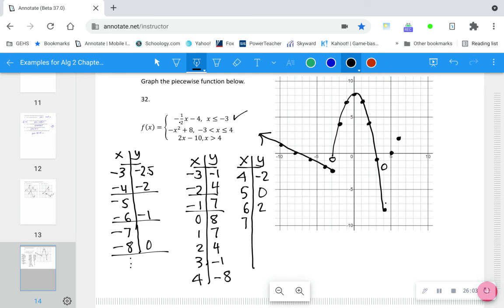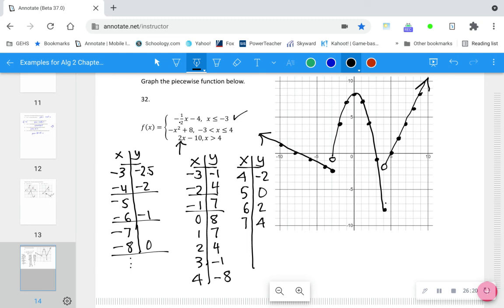And when you put 7 in, you get 4. And you can look at this and see the slope is 2, so I can just keep going up at that same slope. It goes up like this, and we'll put an arrowhead because it keeps going.